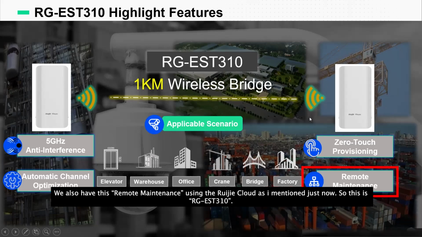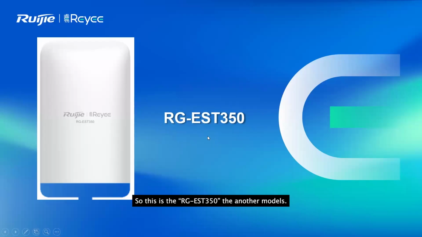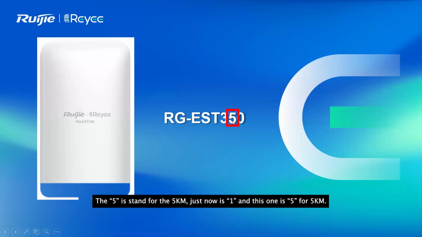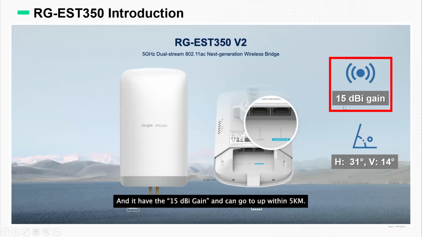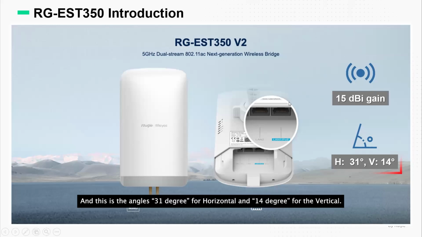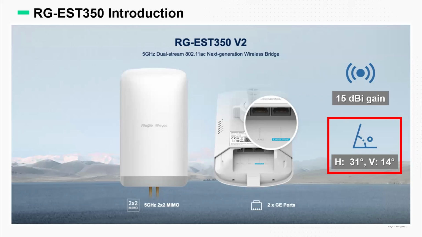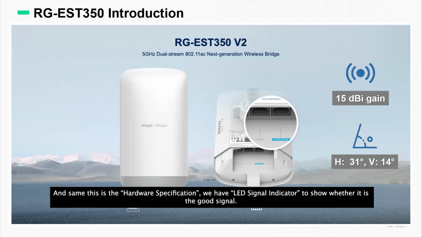Okay, so this is EST310. So this is the EST350, another model. Yeah, 5 stands for 5 kilometers. Just now it was 10, so now it's 5 kilometers. 2 gigabit ports. Okay, and this is 15 dBi, so it can go further. This is the 5 kilometers. And these are the angles, 31 degrees horizontal and 14 degrees vertical. Okay. Yeah, and same, these are the hardware specifications.